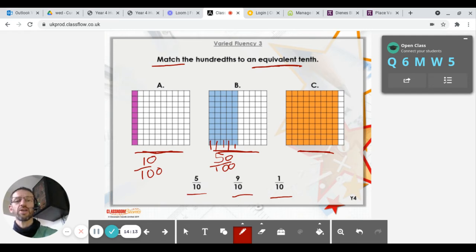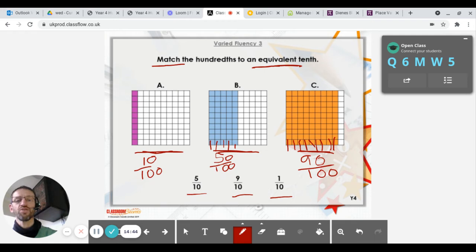And then C, if I count these, count with me. Did you get that? Pause the video if you need to and count again. Check I'm right. I have 90. 9 lots of columns will be 90 hundredths. So if I've got 10 hundredths, 50 hundredths, and 90 hundredths, can you see how they're going to match up?